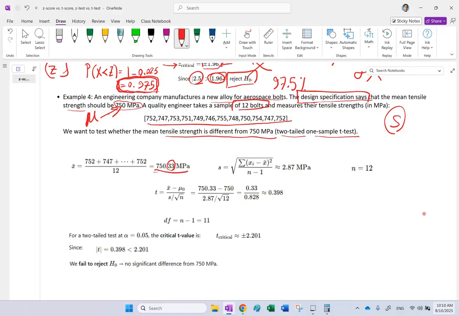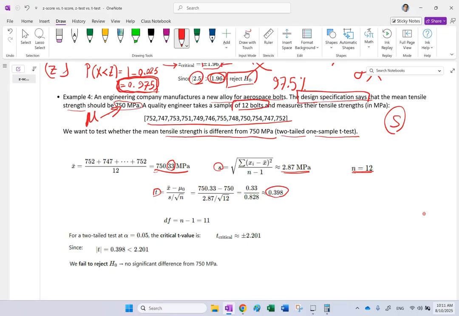So here we also calculate the standard deviation of the sample. That is going to be 2.87. The number of data points is 12. So we calculate the t-score, x bar minus mu over s over square root n, and that number is going to be 0.398. Now, is that number significant?